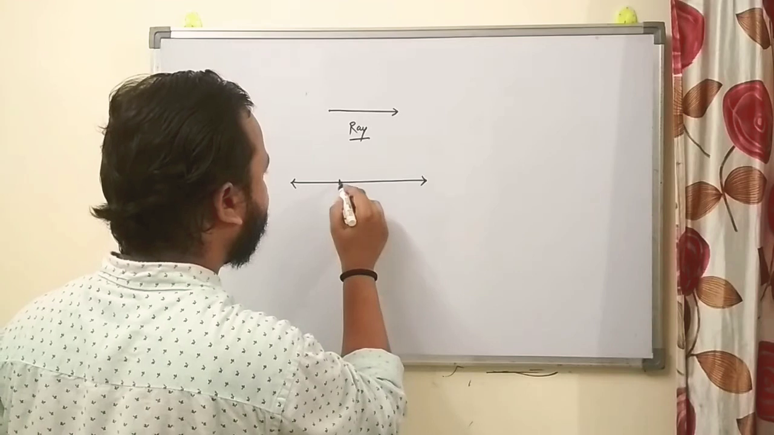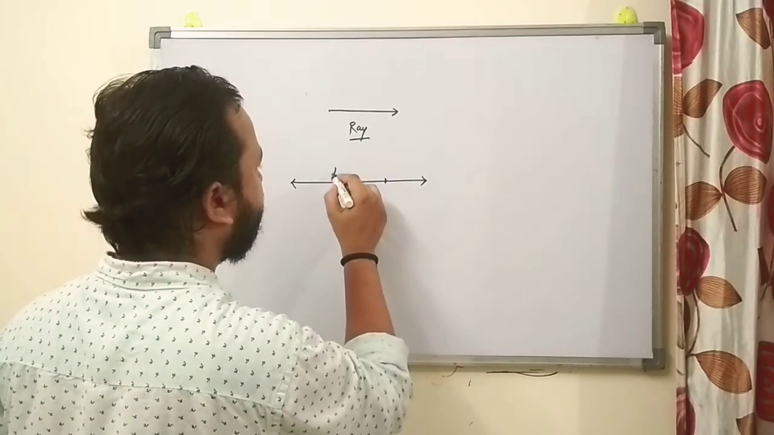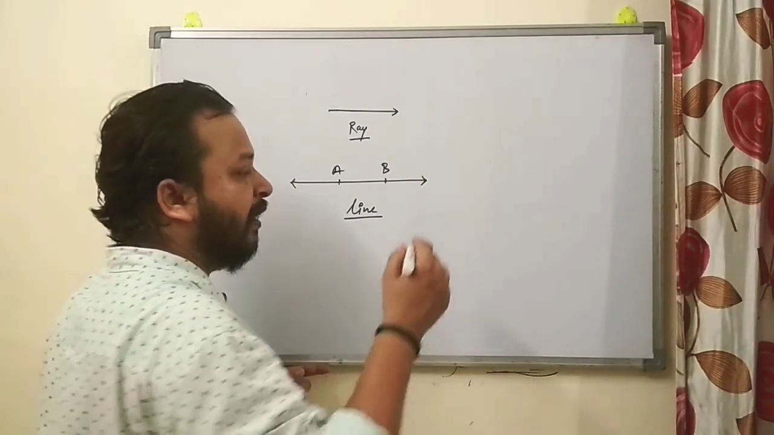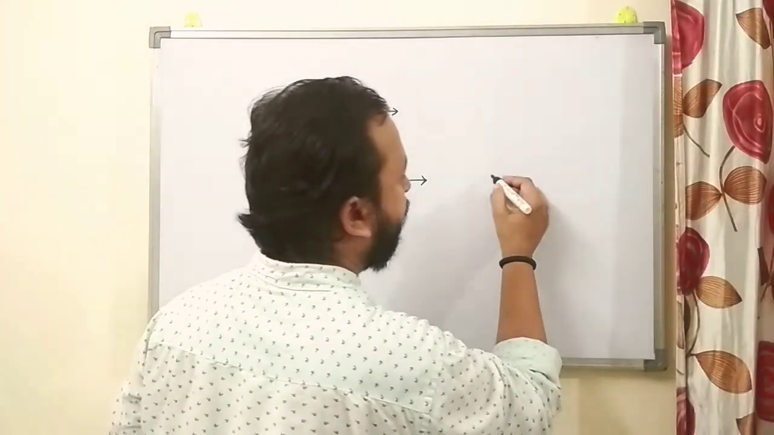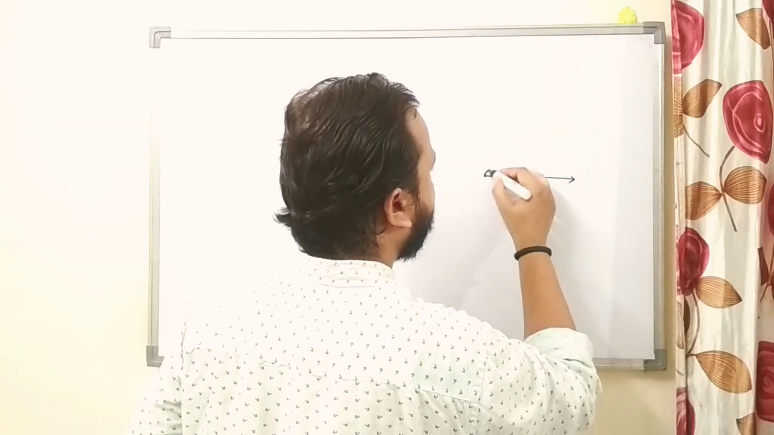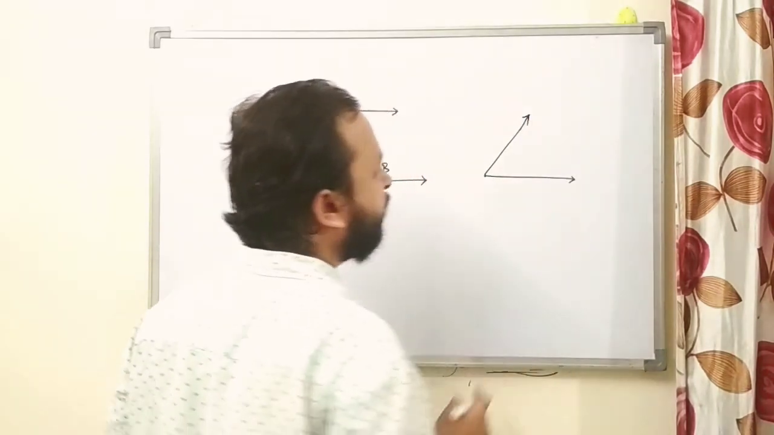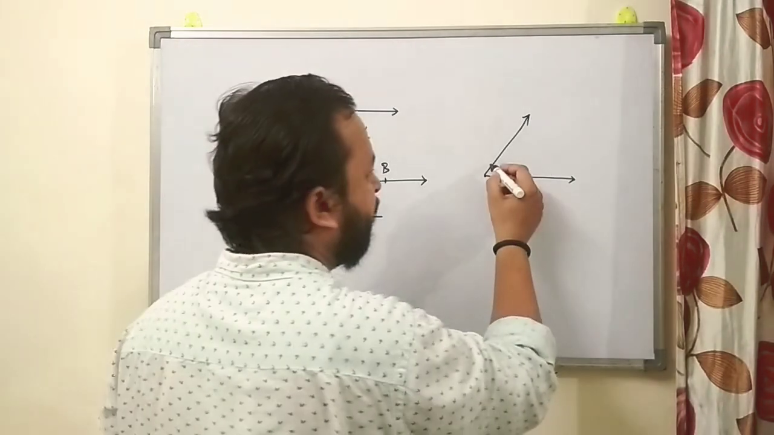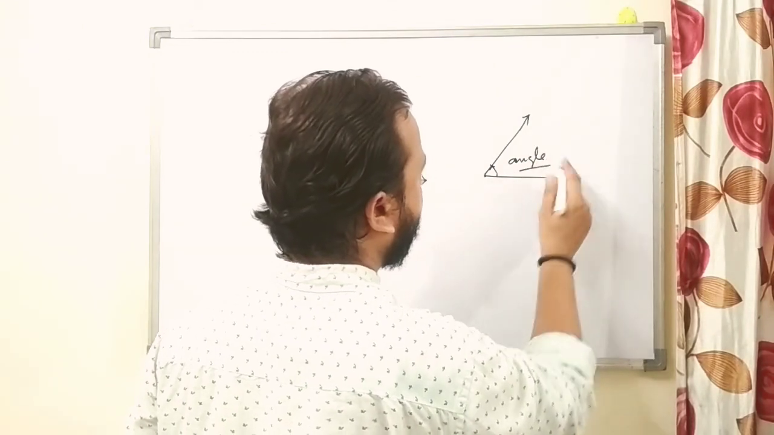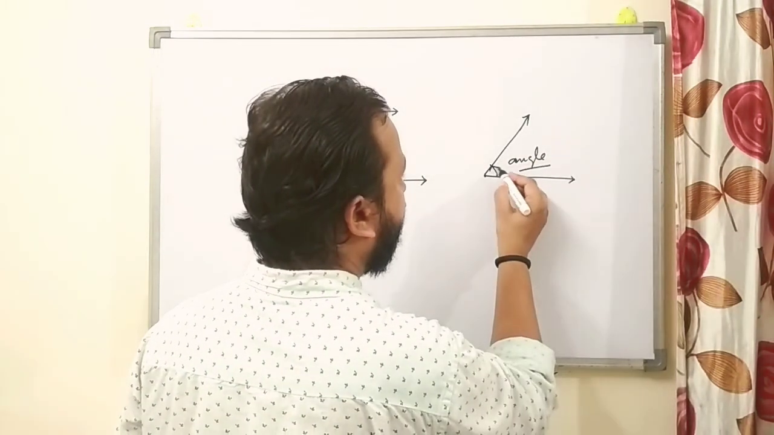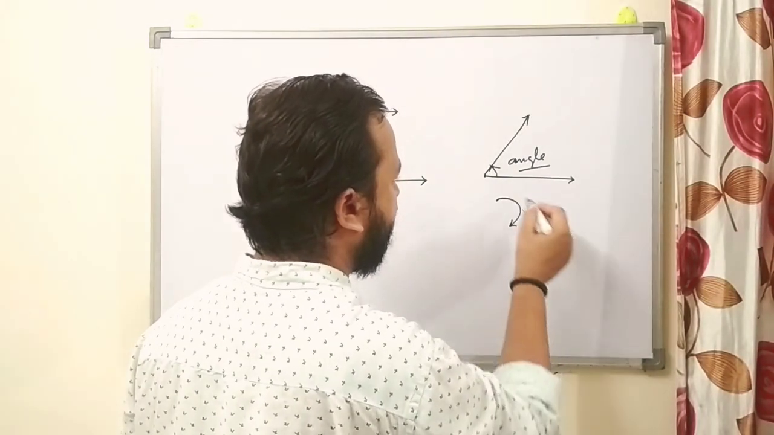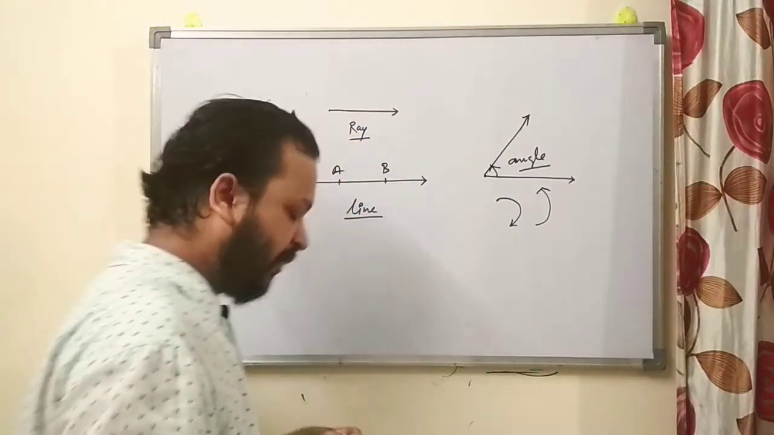And if we cut a part from a line, so AB is the line segment, right? And if there are two rays with a common vertex, they make a figure that is known as an angle, right? It goes in the anti-clockwise direction, because the clock goes this direction and for angles we take the anti-clockwise direction, right?